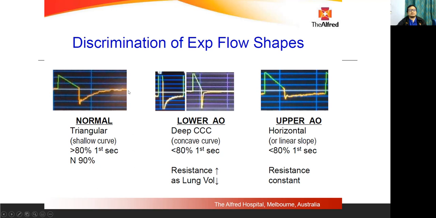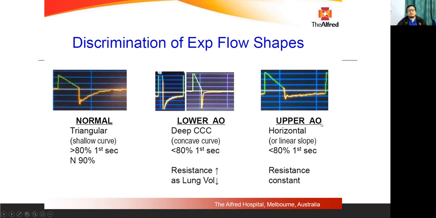So if you encounter patient of bronchial asthma or COPD, you will have a deep concave curve where the passive expiratory volume is less than 80% in the first second. In this case, resistance will increase as the lung volume reduces, right? So this deep concave represents lower airway obstruction. So what I want to talk about in the airway is the last one, upper airway obstruction, which is the one that we have to look for in A airway.